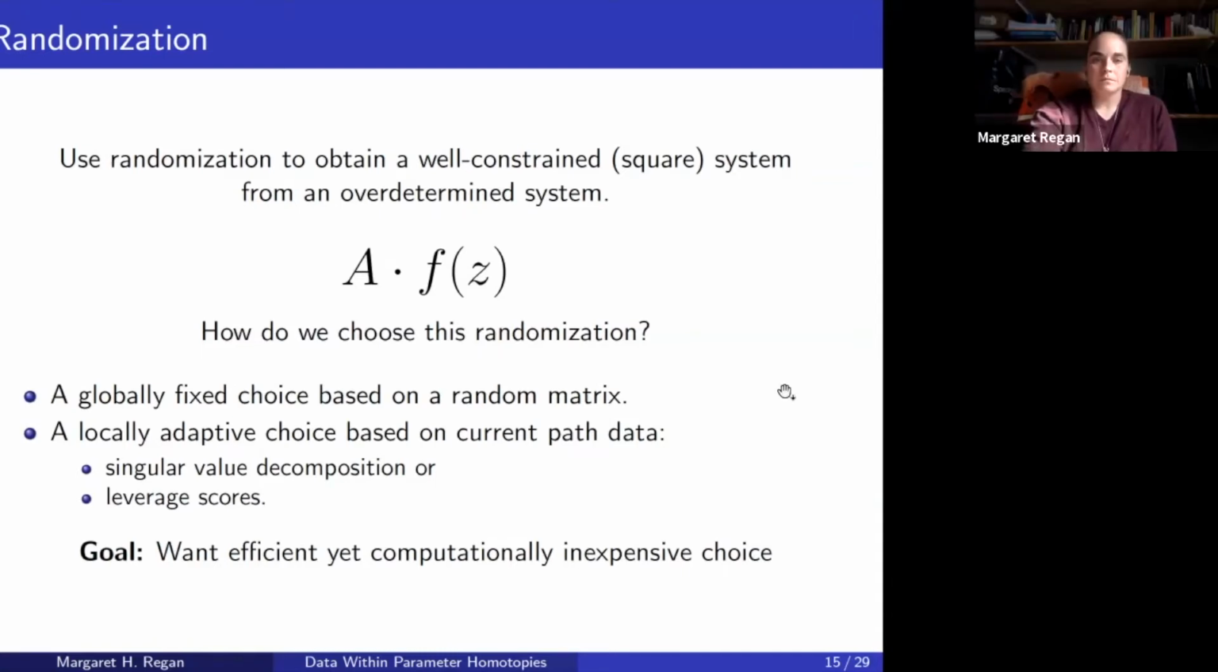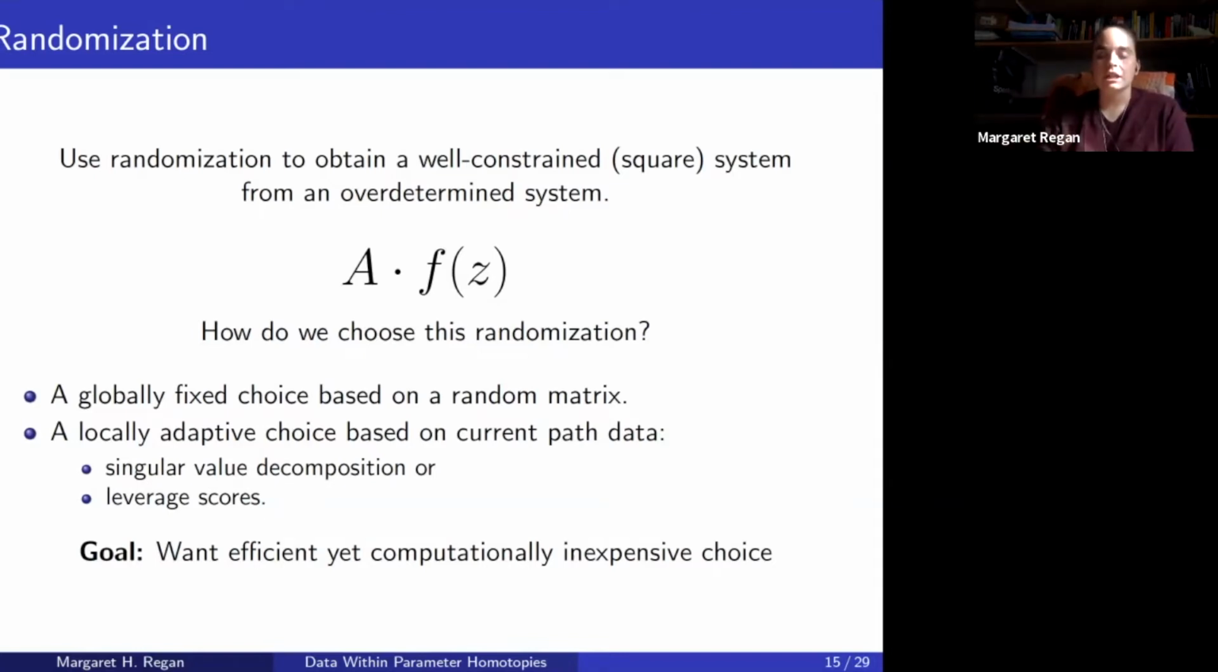And so the question is how do we choose this randomization? The randomization matrix that we saw in the twisted cubic example was an example of a globally fixed choice. We seemingly took a random matrix, although there was this structure, so it's not necessarily completely random, right? But we globally fix it. We create this matrix right at the beginning, multiply by our polynomial system, and that's our new polynomial system that we use for our homotopy continuation solving methods to find the solution.